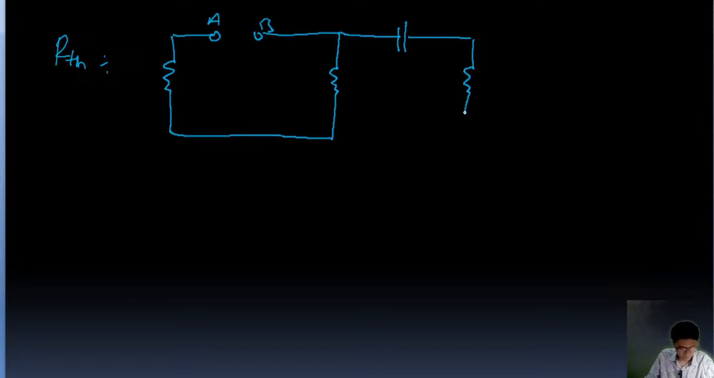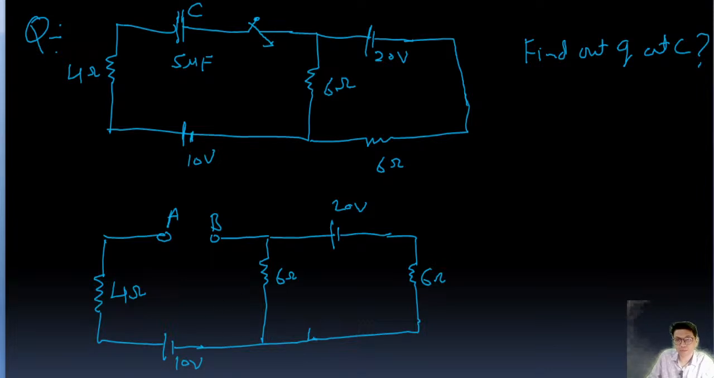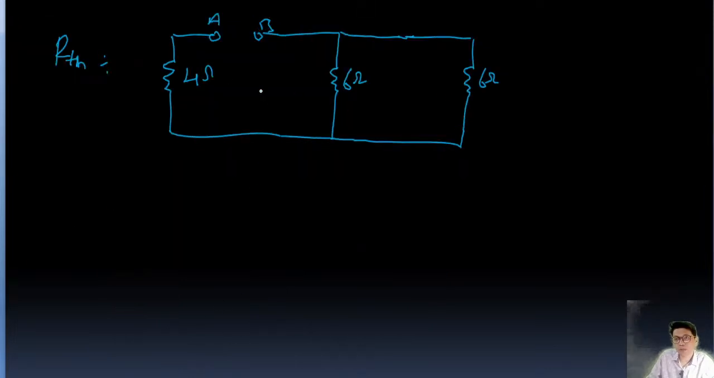The battery is short circuited. This is like this, and this one is 6 ohm. This is also 6 ohm. This is 4 ohm, right? So what we have done, we short circuited the battery, right? Then this figure will become like this. Here you can see these two are parallel and this is in series.